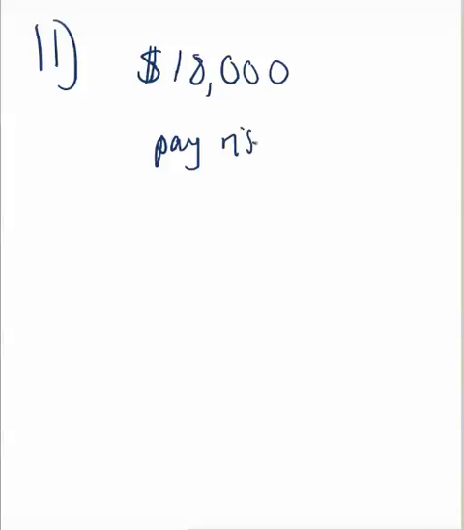And our final question on our test was question 11. Ming Lei earns $18,000 a year, and she has received a pay rise of 3%. 11A asks us how much more will she earn per year. So basically, we have to find, well, what is 3% of $18,000?